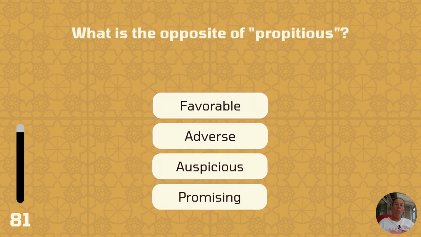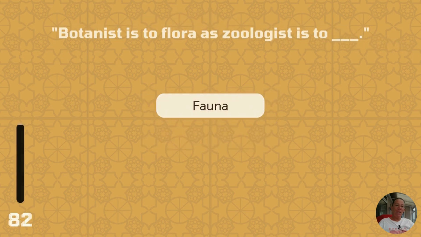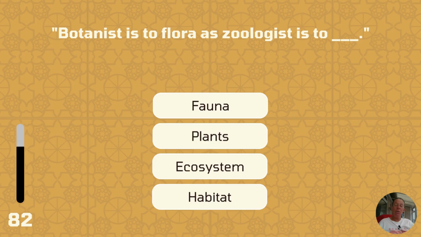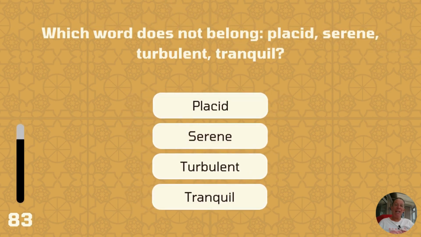What is the opposite of propitious? Propitious. Favourable, adverse, auspicious, or promising? Adverse. Botanist is to flora, as zoologist is to fauna, plants, ecosystem, or habitat? Fauna. Which word does not belong? Placid, serene, turbulent, or tranquil? Turbulent.